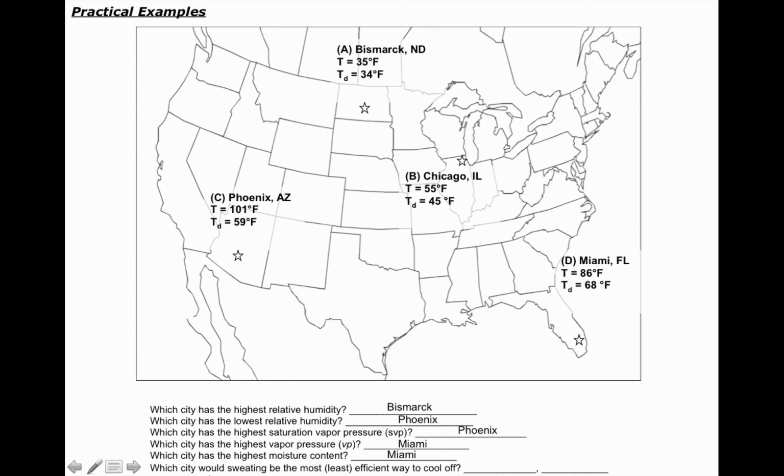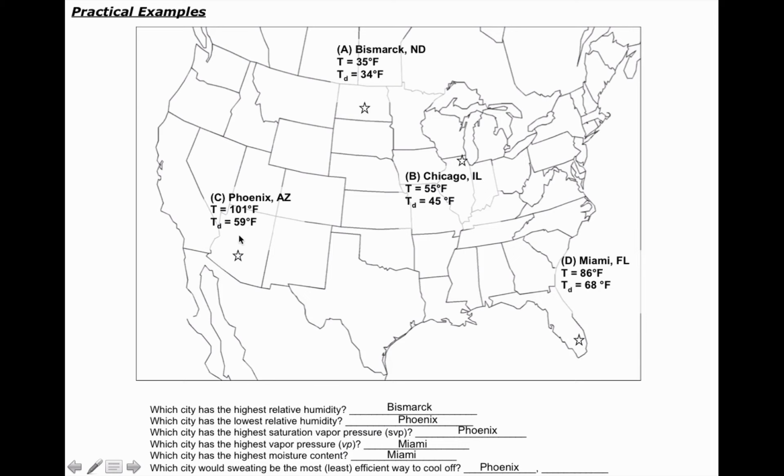My last question is, in which city would sweating be the most and least efficient way to cool off? Well, you're only going to sweat in this case in Miami or Phoenix. It's a beautiful day in Chicago. It's really cold in Bismarck. You're not going to sweat in either of these two cities. Well, between Phoenix and Miami, think about it this way. The sweating would be most efficient in Phoenix.